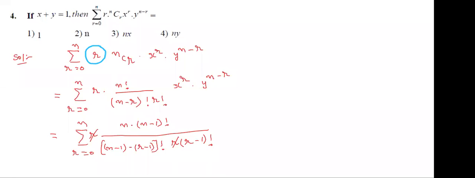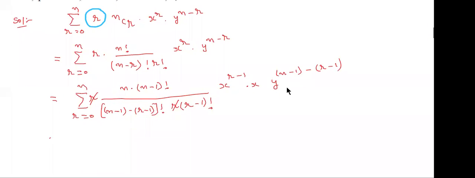Now here x power r is there. I am going to write x power r minus 1 into x. Y power n minus r is there. I am going to write y power (n minus 1) minus (r minus 1). That is overall n minus r only. Okay. Now here, what are the extra terms? Take outside. What are the extra terms here? n and x. These two terms are extra.